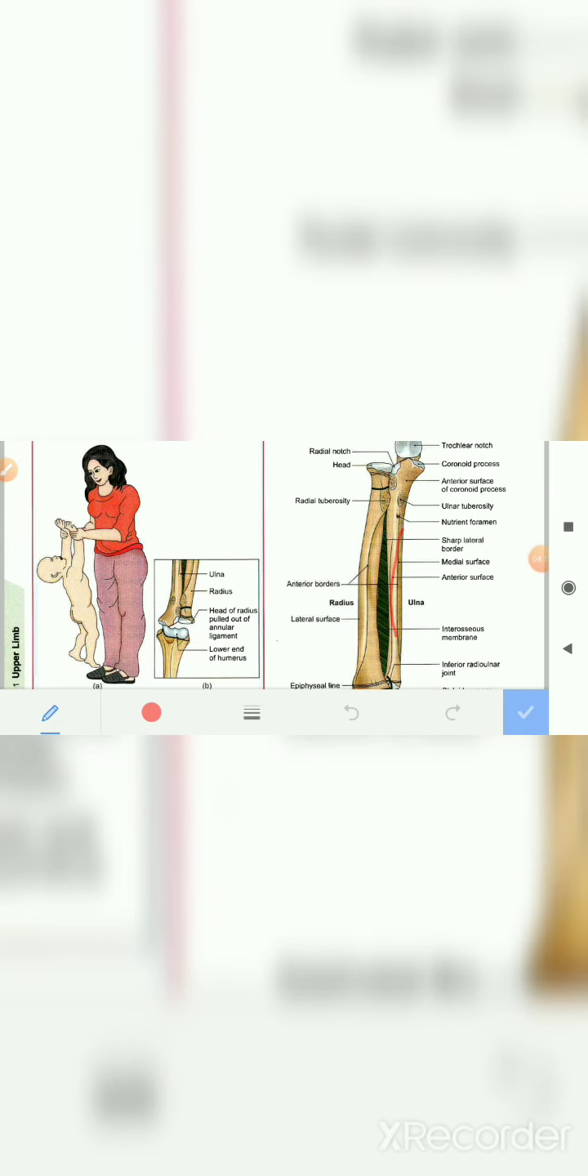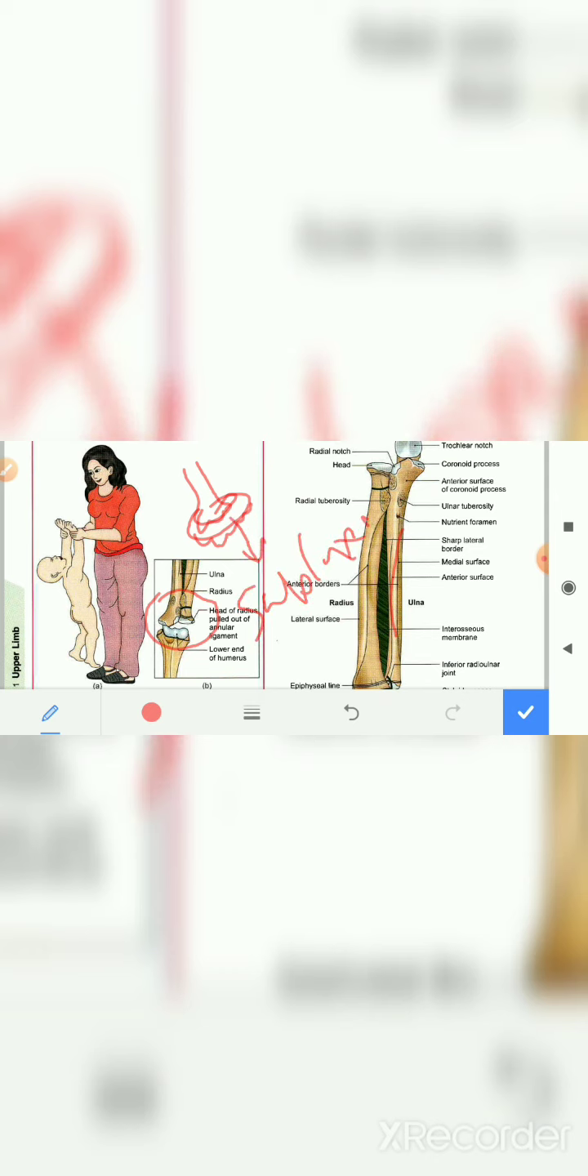Then here is another clinical anatomy, that is called pulled elbow. Okay, it occurs due to subluxation of the head of the radius. We know around the head of the radius there is an annular ligament. When we pull a child strongly and suddenly, then this annular ligament is displaced from the head of the radius, resulting in subluxation of the joint. This is called pulled elbow.